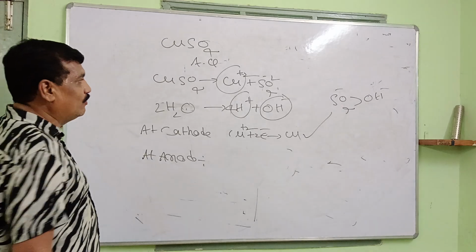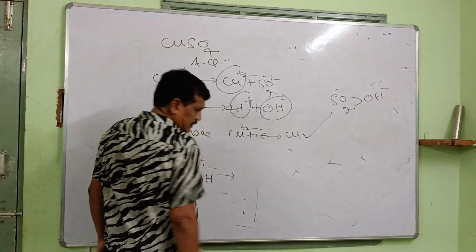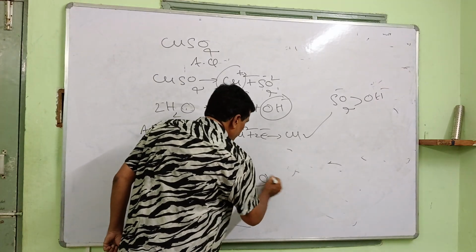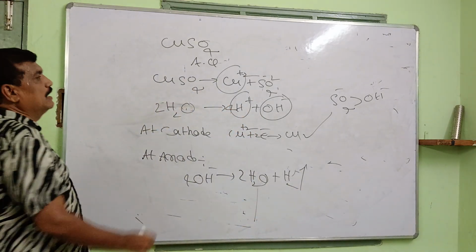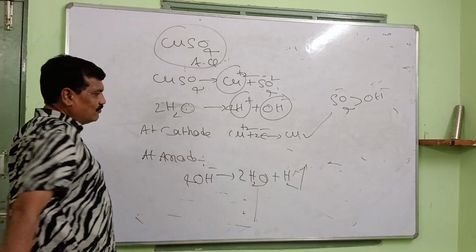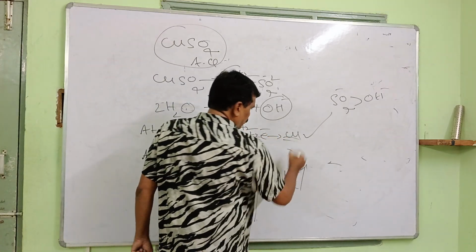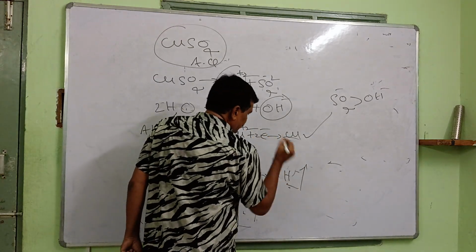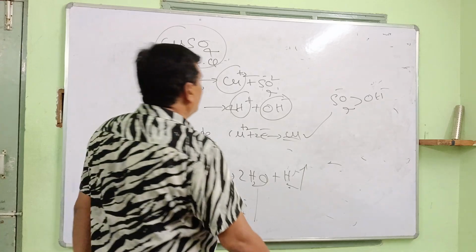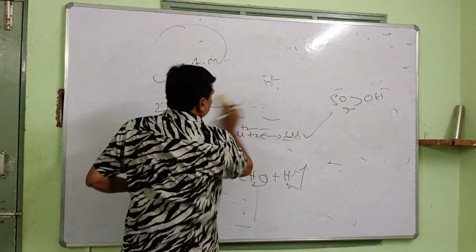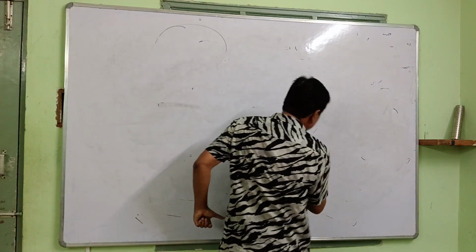Why? How do we find the OH-? Because 4OH- is converted into 2 water molecules with liberation of oxygen. So in the electrolysis of aqueous copper sulfate, copper metal is deposited at the cathode and gas is evolved at the anode. This is the concept of electrolysis. This type of question is very, very important for JEE and NEET. Okay, I will ask another question with one example.